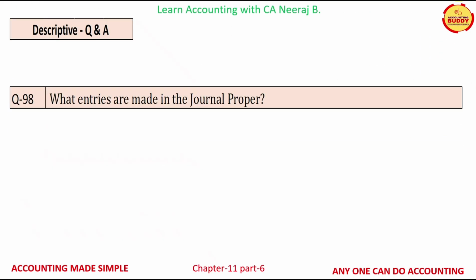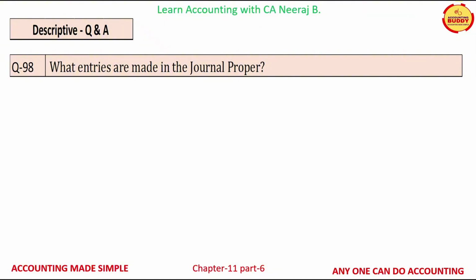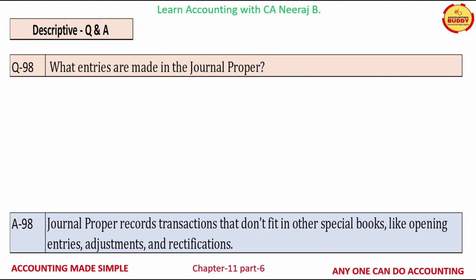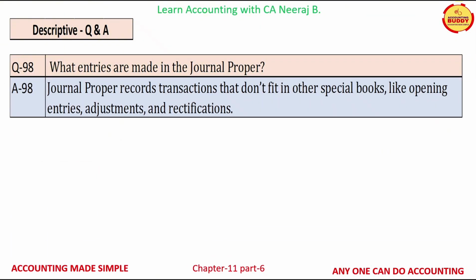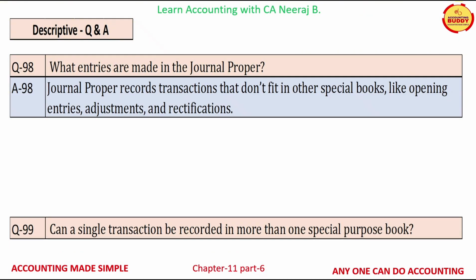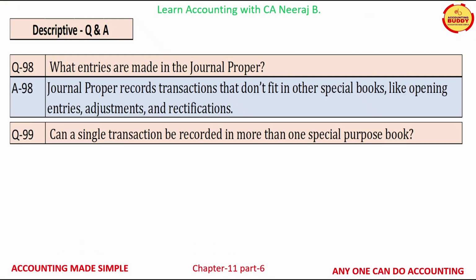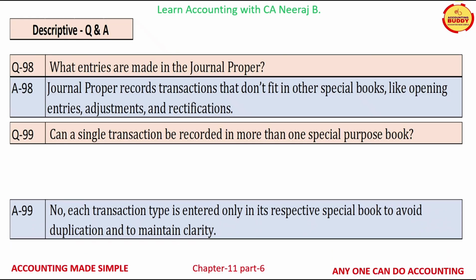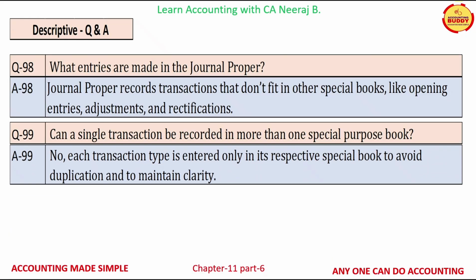Question number 98 is, what entries are made in the journal proper? And the answer is, journal proper records transactions that don't fit in other special books like opening entries, adjustments and rectification entries. Question number 99, can a single transaction be recorded in more than one special purpose book? And the answer is no. Each transaction type is entered only in its respective special book to avoid duplication and to maintain clarity.